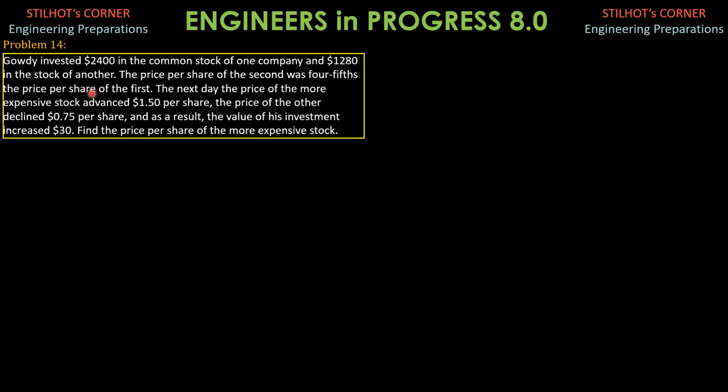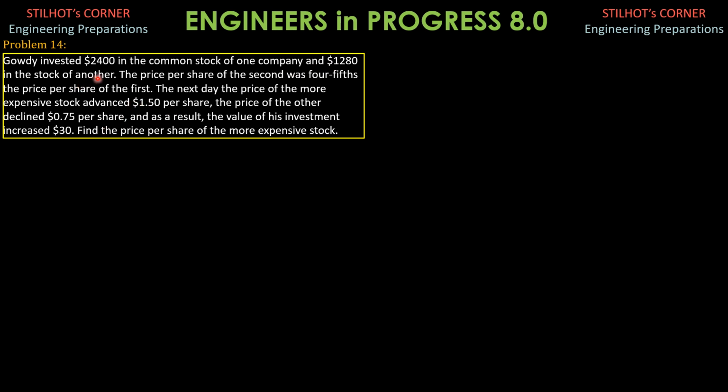If we call the price per share of the more expensive stock X, then the price per share of the cheaper stock is 0.8 of X because 4 fifths is 0.8. The number of shares in the more expensive stock is 2,400 over X. The number of shares in the cheaper stock is 1,280 over 0.8 of X.